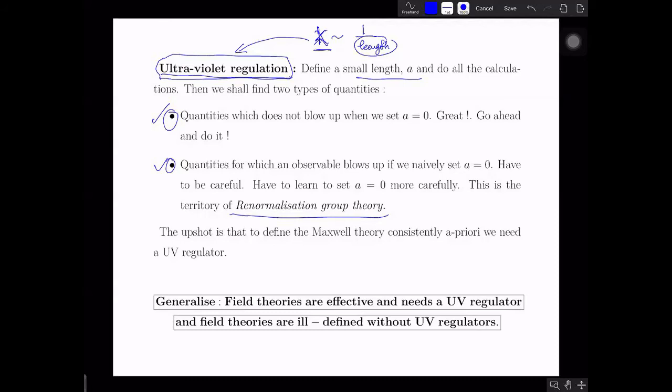In other words, the Maxwell theory can consistently be defined a priori using a UV regulator. This is the more modern way of understanding that theories might not be applicable to all length scales, particularly the smallest length scales, and hence we may need an ultraviolet regulator. Almost all the field theories that we know are of this kind, and require ultraviolet regulators to define them properly. The particular example we have studied is Maxwell's equations, but it is certainly not the only example, as we shall see.